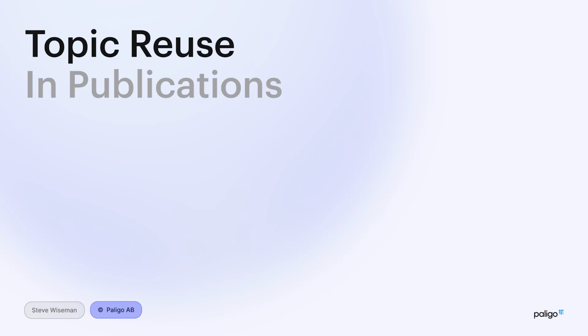So the first type of content reuse we're going to look at is reusing content in publications. If you remember, a publication is like a table of contents. It contains all those different topics, the structure of what I want to put into my content. We're just going to see the very simple way. I've got some existing topics that I want to reuse in my publications.